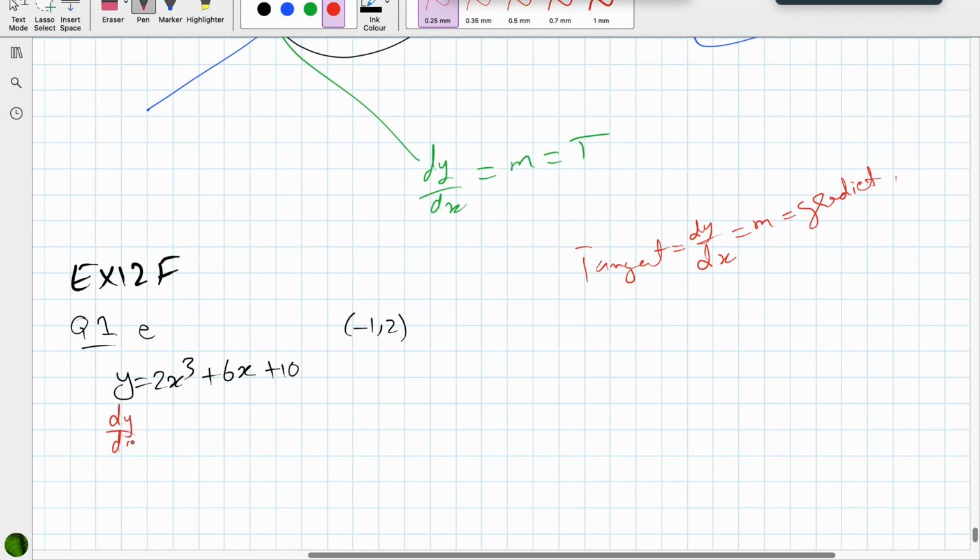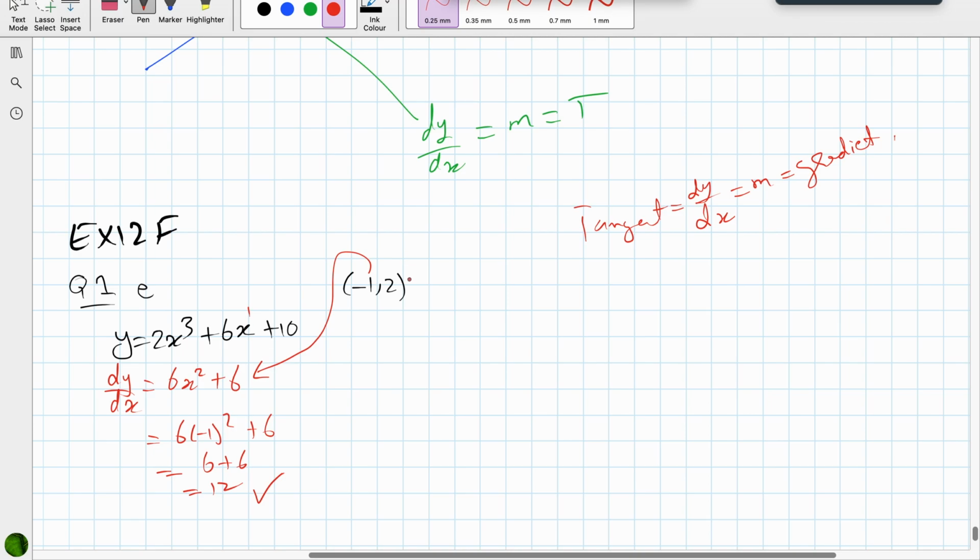So dy by dx is 3 times 2, which is 6x square, plus 1 into 6 is 6, and 1 minus 1 is 0, so we get rid of this x. This is our dy by dx. At x equals minus 1, the gradient is 12.